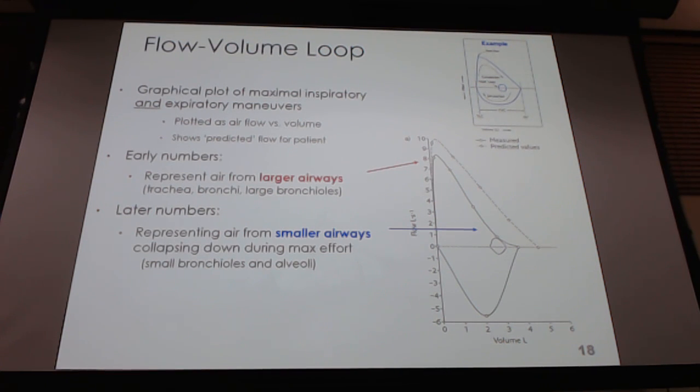All right, so then this is the flow volume loop. This is what it looks like. Early numbers are going to be our larger airways, and later numbers are going to be our smaller airways. We've already kind of talked about this.